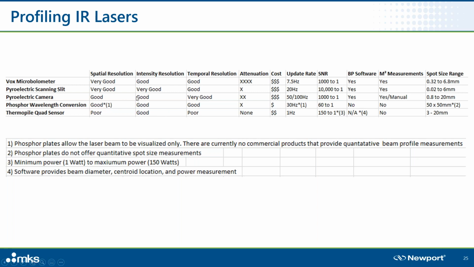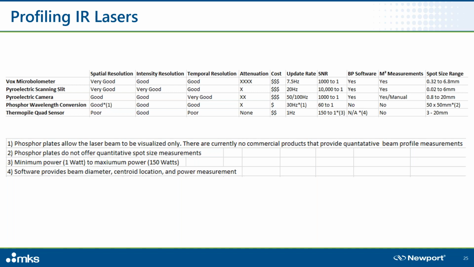Pyroelectric camera has good spatial resolution, good intensity resolution, and very good temporal resolution. It does require attenuation in most cases, as only about 1 or 2 watts can be impinged directly onto the sensor. Update rate of up to 100 hertz. And again, beam profiling software and beam propagation software is available. In the case of the pyroelectric camera, the beam propagation software is not automated as it can be in some of the other products.